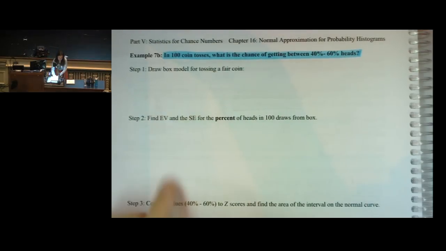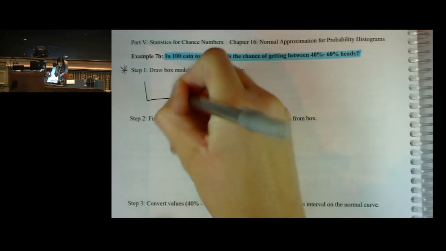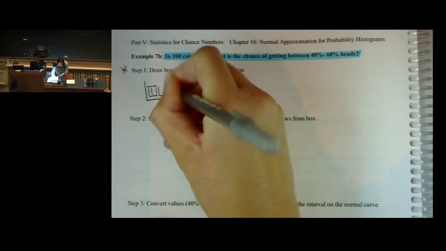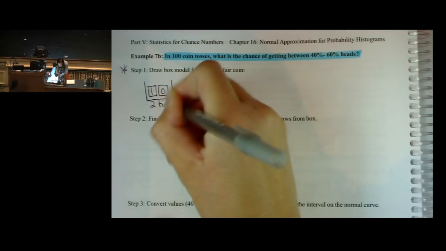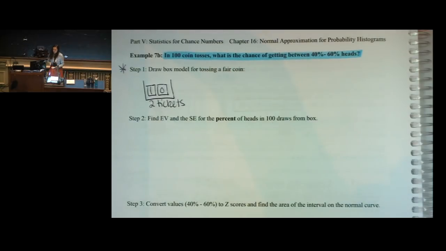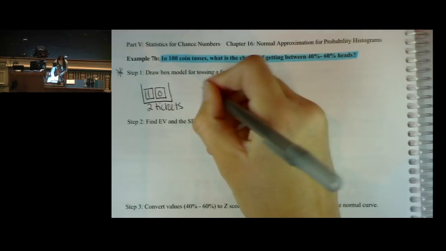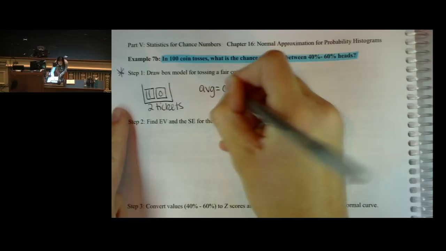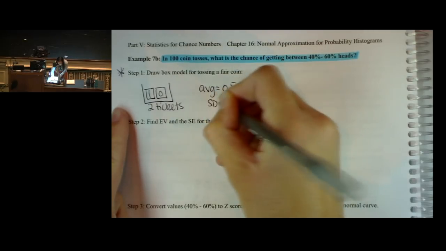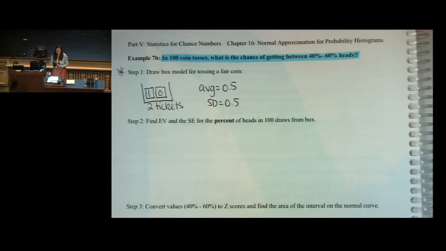Okay, so we already did this. Step 1, right? Draw the box model. It's the same as on the other page. 1, 0, and then we have 2 tickets. The coin's the easiest one probably, and the average is 0.5, and the SD is 0.5. So it's the same box model.